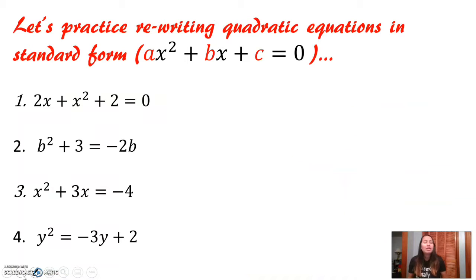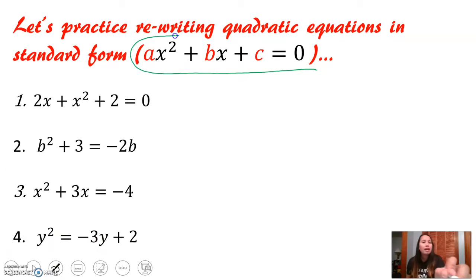Let's practice rewriting quadratic equations in standard form first before we proceed to our main topic. So according to our definition a while ago about standard form, it should be written in this way. I'm going to use the green pen here. So that's the standard form. All right. So the A there is the coefficient of the x squared term. B is the coefficient of x, and C has no variable with it.